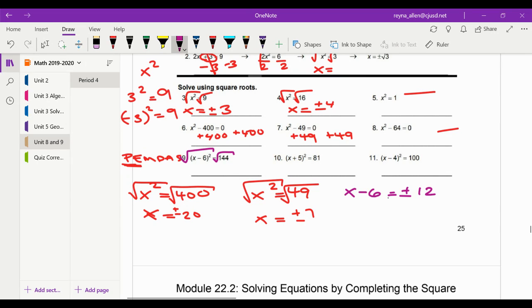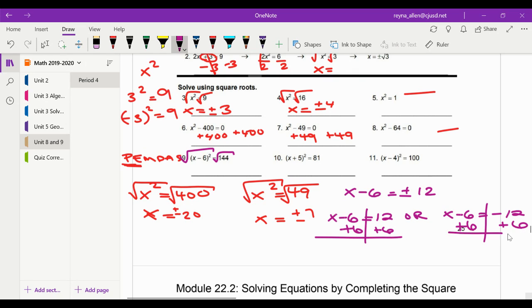And this is kind of where it looks like absolute value. So we got a positive 12 and we have a negative 12, okay? So x minus 6 can equal positive 12 or x minus 6 can equal negative 12. And now that we've separated them, we can solve them individually, okay? So add 6 to both sides, add 6 to both sides, and then that's going to give you your 2 numbers.